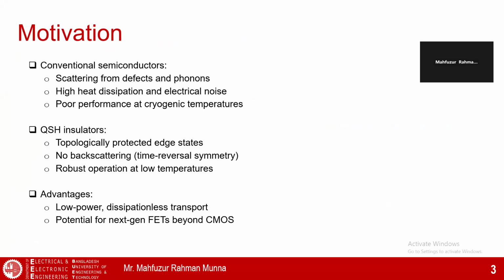On the contrary, conventional semiconductors have several drawbacks. For example, there might be scattering from defects and phonons, which results in high dissipation and electrical noise. And as conventional semiconductors work on a diffusion mechanism, and for the diffusion mechanism we need temperature, at cryogenic temperature that process doesn't work so well. So that's another drawback for conventional semiconductors like silicon, gallium arsenide, or other materials.